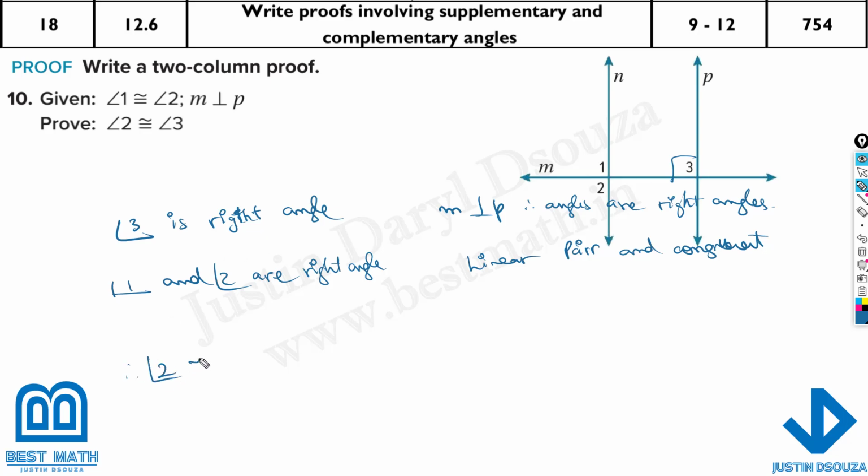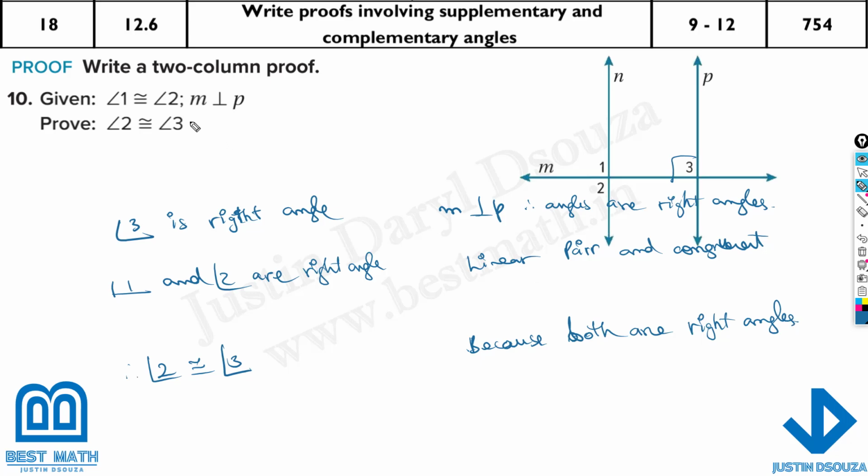Therefore, 2 is congruent to 3. That is the last sentence. Why? Because both are right angles.